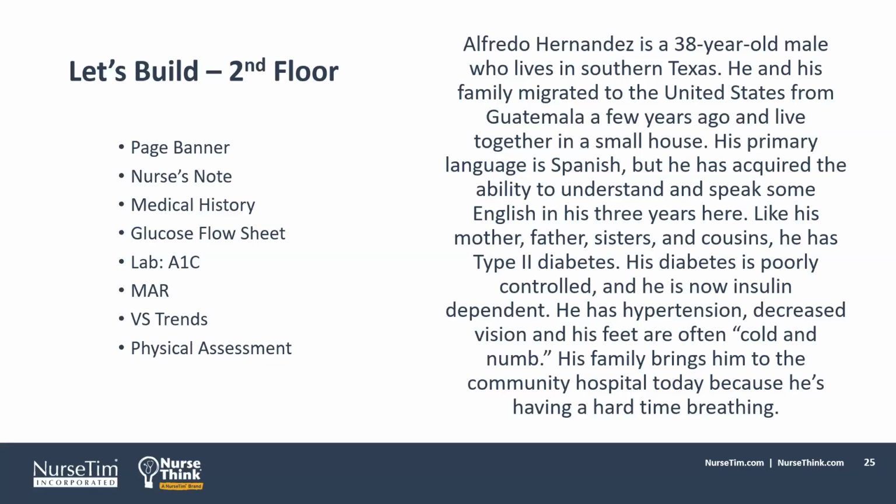So as I unfold this case that I have in front of me, I now need to think about what Alfredo's electronic health record would look like. What would be some key pieces of information that I could migrate into an EHR? Well, I'd want to have a banner page that's going to have some demographics on it. I could include a nurse's note or medical history. I could have glucose flow sheets, A1C, some labs, MAR, vital sign trends, physical assessment, lots of parts and pieces I can extrapolate from this little snippet of case history for this patient.